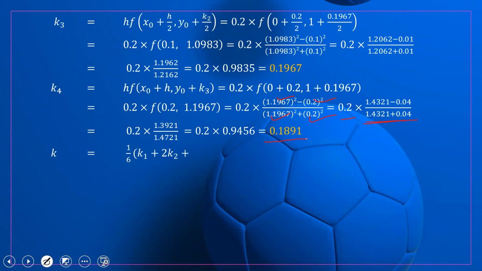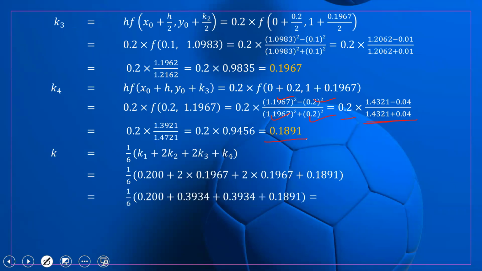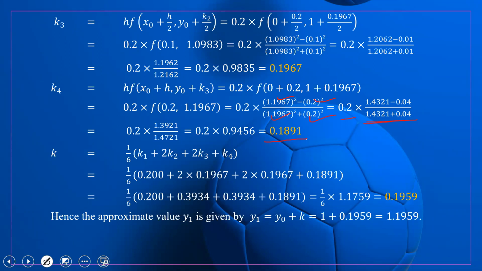So let us take K. K is the average: K1 plus 2K2 plus 2K3 plus K4, divided by 6. Let us substitute all the values of K1, K2, K3, K4. We get the value of k equal to 0.1959. So hence the approximate value of y1 is given by y1 equal to y0 plus k, which is 1 plus 0.1959, that is 1.1959. So this is the value of y at 0.2.